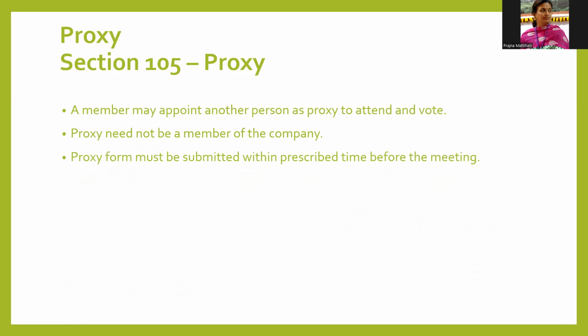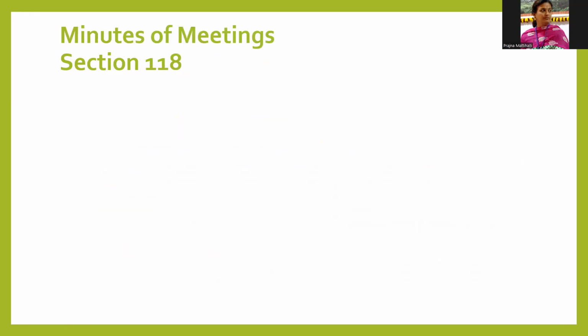Proxy form must be submitted within prescribed time before the meeting. So, in the proxy form, the original person writes his name, he makes a signature, then he writes the person who is acting as proxy, and he is sending the proxy form to the company. Rights of proxy. What the proxy can do? He can attend the meeting, he can vote on poll, and he can participate as authorized.